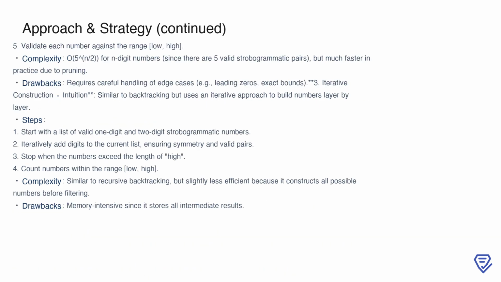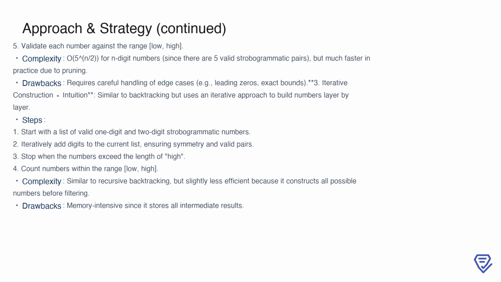Continuing with recursive backtracking, once a potential strobogrammatic number is constructed, it is validated against the provided range, [low, high]. This approach has a theoretical time complexity of 5^(n/2) for n-digit numbers, as there are 5 valid strobogrammatic pairs to consider. However, pruning invalid paths early significantly reduces the actual runtime. While efficient, this method requires careful handling of edge cases, such as numbers with leading zeros or numbers that exactly match the bounds.